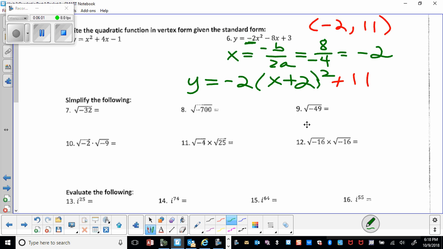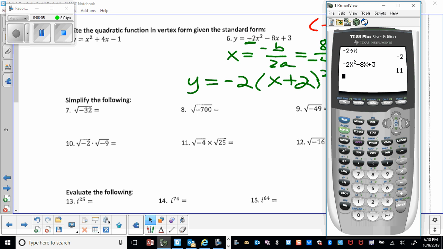So now let's type this in to check it out. Make sure they're both the same. In algebra, you can always get a perfect score. Let's clear these out. And I'm just going to put in negative 2x squared minus 8x plus 3. All right, so that's standard form. Now I'm going to put in the vertex form.